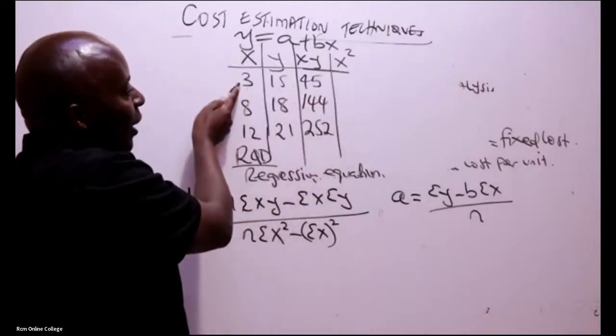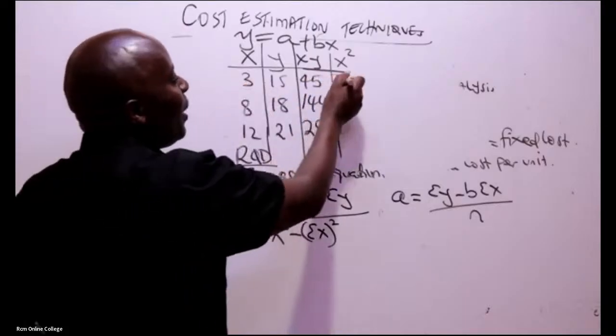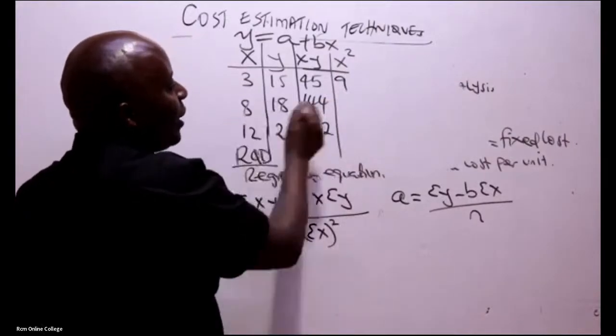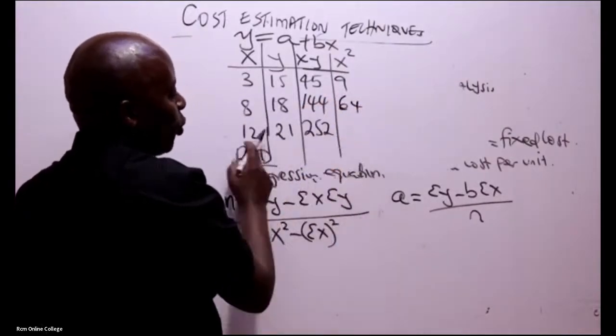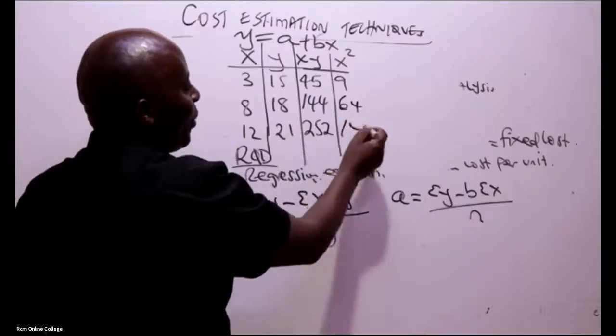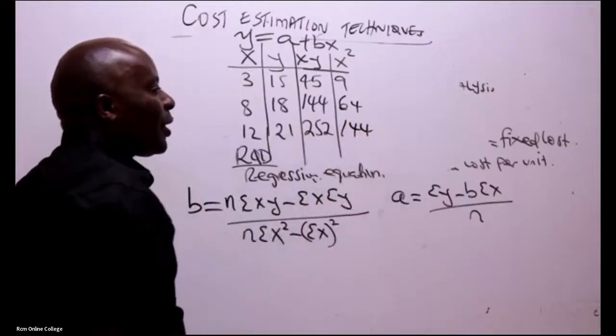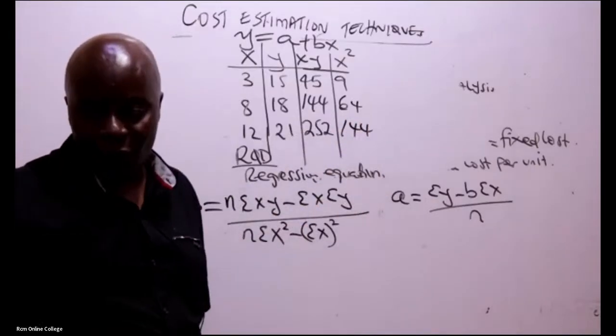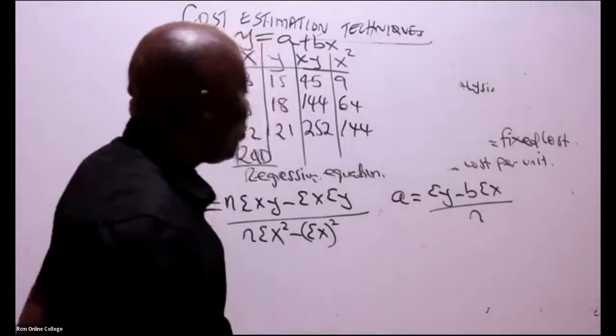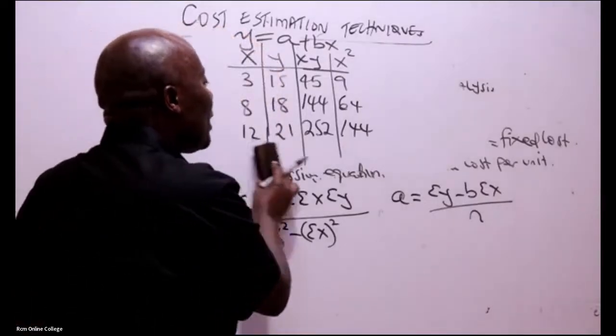Then come and square x. So this is x. When I square this, it will be 9. 8 squared gives us 64. 12 squared gives us 144. So after that, my great students, regression is a sigma model.